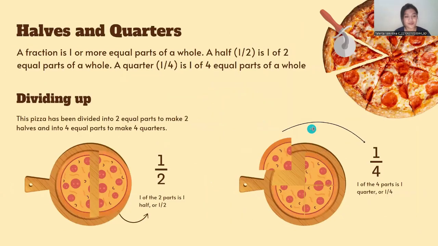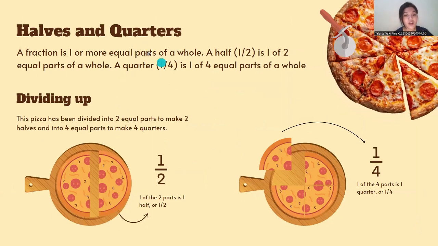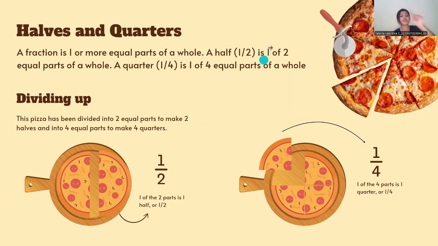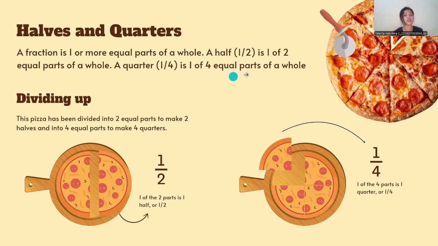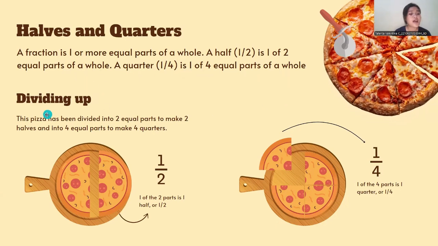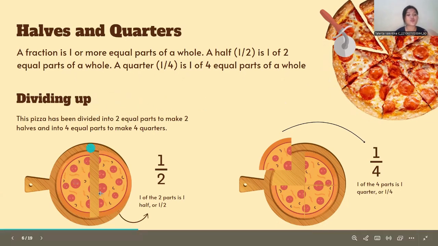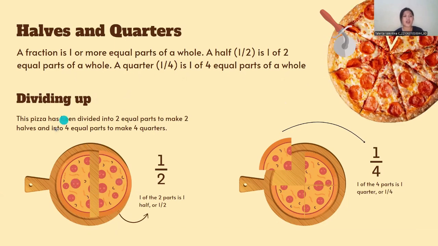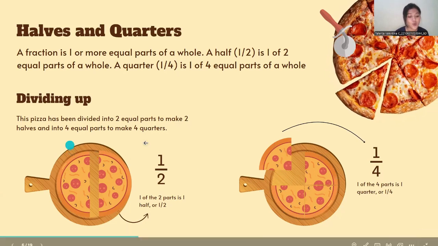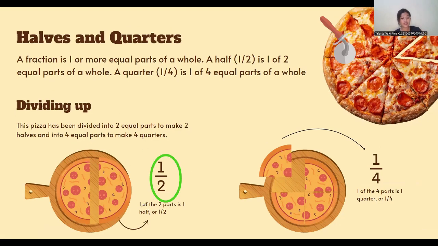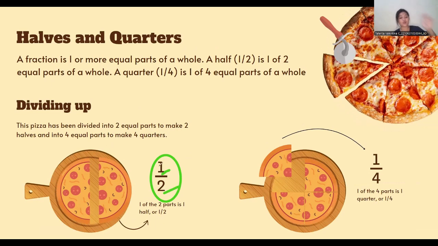Next, halves and quarters. A fraction represents one or more equal parts of a whole. A half is one of 2 equal parts of a whole. A quarter is 1 over 4 equal parts of a whole. We can see this in dividing up a pizza. This pizza has been divided into 2 equal parts to make 2 halves, and into 4 equal parts to make 4 quarters. So 1/2 means 1 out of 2 equal parts, written as 1 over 2.